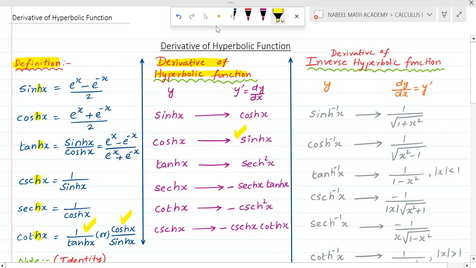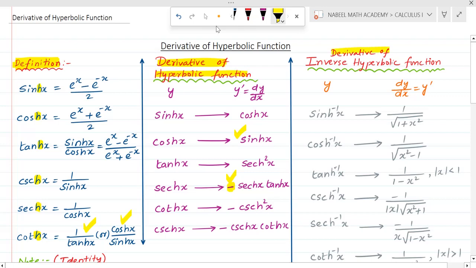Then the derivative of tanh x is sech square x. This is the same in the hyperbolic and the regular function. Whereas here, this is one more difference you will have. When you differentiate sech x, it is minus sech x tanh x. When the differentiation of sec x is sec x tan x, it is positive, but here it is minus. The remaining ones are the same.